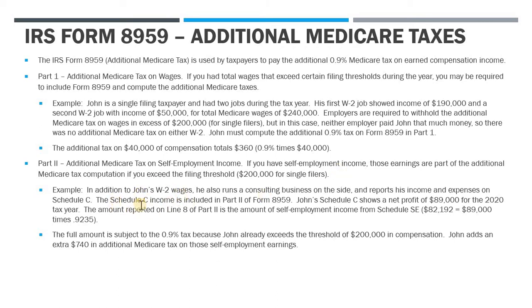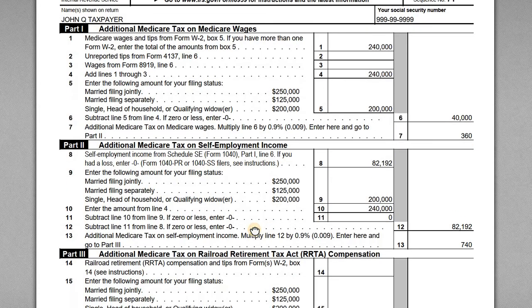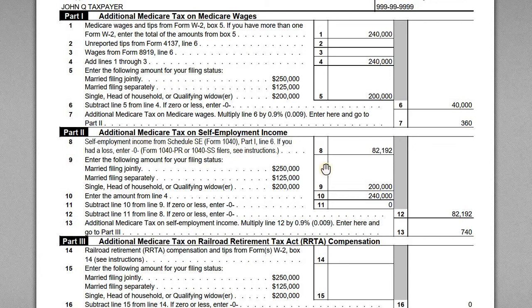Okay, so let's say, in addition to John's W-2 wages, he also runs a consulting business on the side. So he has his income and expenses reported on Schedule C. The Schedule C net income is going to be included in Part 2 of Form 8959. So let's look at his Schedule C, right? He's got profits of $89K, but the amount that's being reported on the 8959 is a reduced amount, $82,192. I'm going to show you where we get that number. So if we look at Part 2 here, the self-employment income from Schedule SE, $82,192. Notice how that's different from his $89,000.